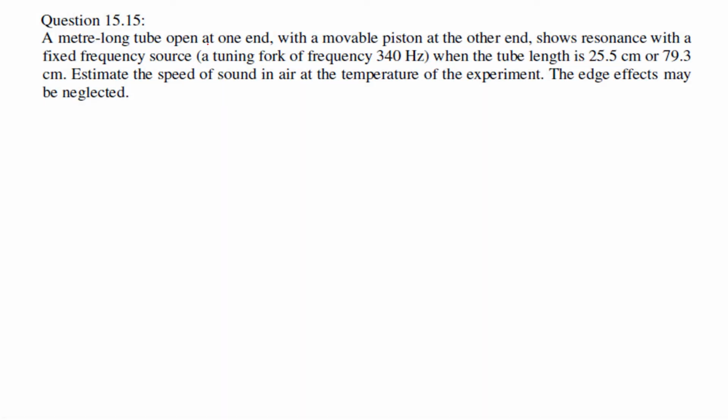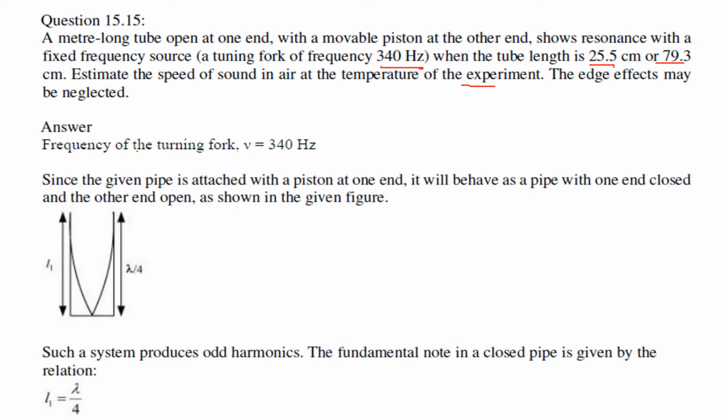A one meter long tube open at one end with a movable piston at the other end. It shows resonance with a fixed frequency source, the tuning fork of frequency this much, and the tube length this much or this much. Estimate the speed of sound in air at the temperature of the experiment. The edge effect may be neglected. How are we going to proceed with this? First, we will write the frequency. This is the frequency of the tuning fork.